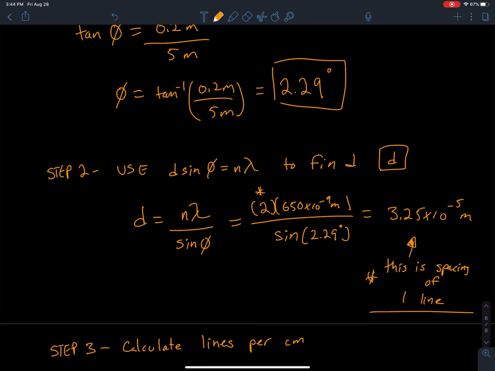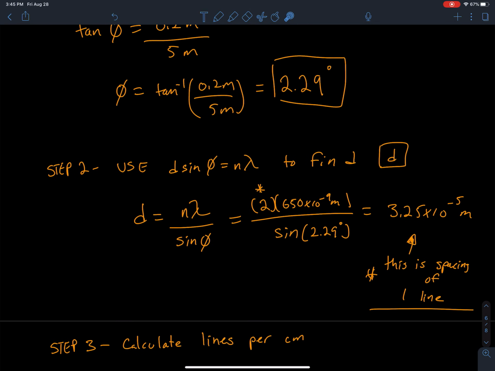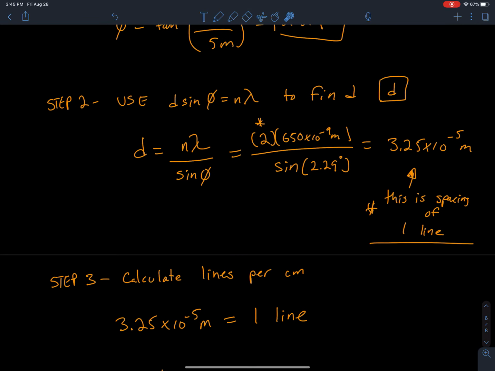Okay, I can then use that formula to find d. So d would be the line spacing. So n, which in this case is going to be 2 because it's the second order maximum that they had that 20 centimeters to, times lambda, which is the wavelength of the laser, divided by sine of 2.29, gave me 3.25 times 10 to the minus 5 meters. 32 micrometers would be the spacing of one line in that diffraction grating. So one of those lines has that spacing, or the spacing between two subsequent lines is that distance.